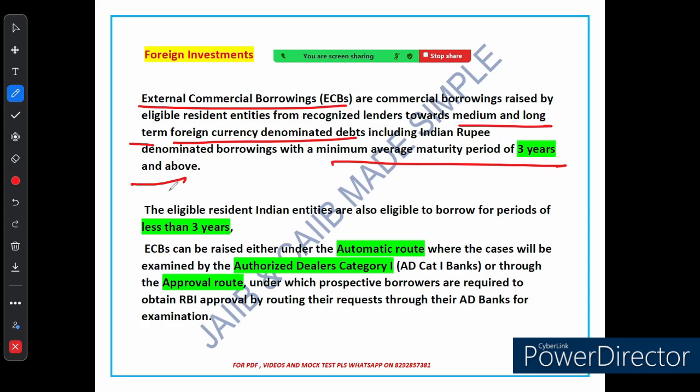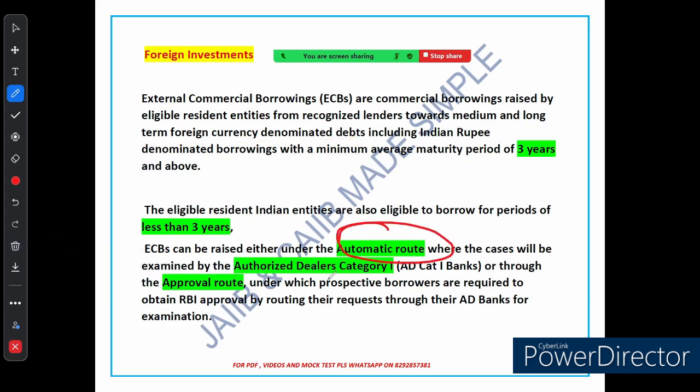There are two ways companies can get this loan. The first is called the automatic route. Here the bank in India known as authorized dealer category 1, or AD1, can approve the loan. So this bank in India can approve the loan. And the second way is called the approval route. This means that the company has to get permission from the Reserve Bank of India, or you can call it RBI, right?